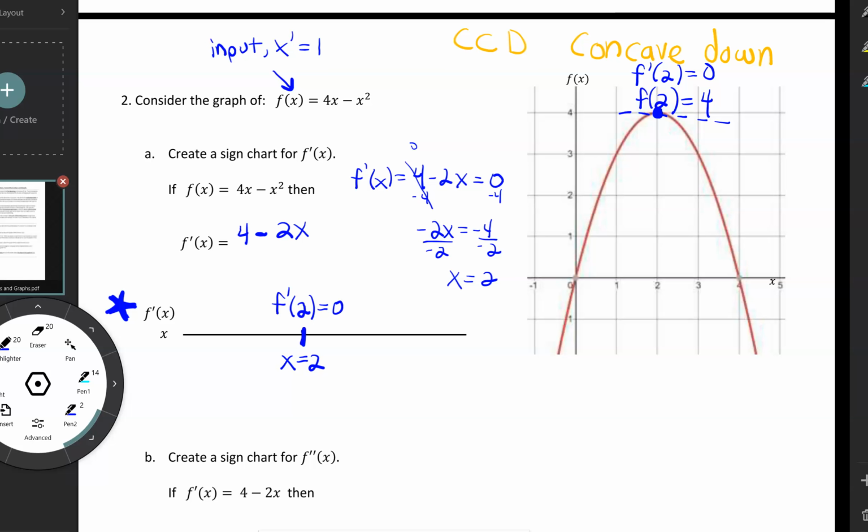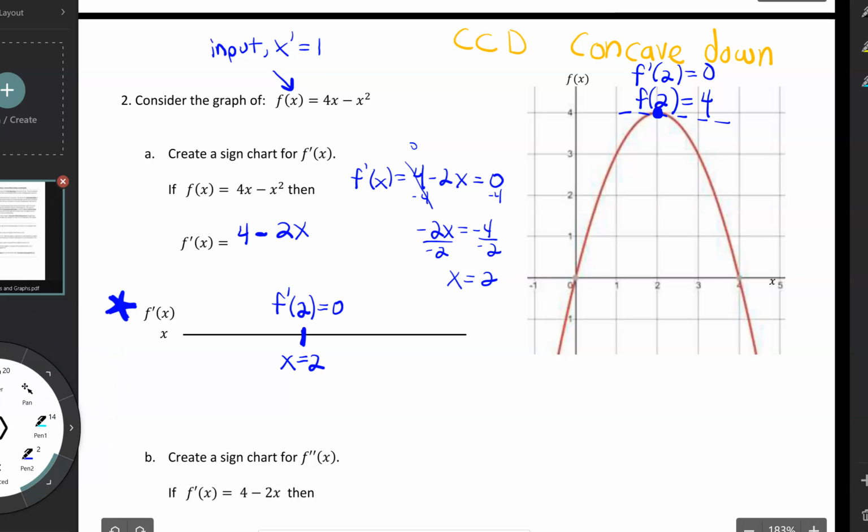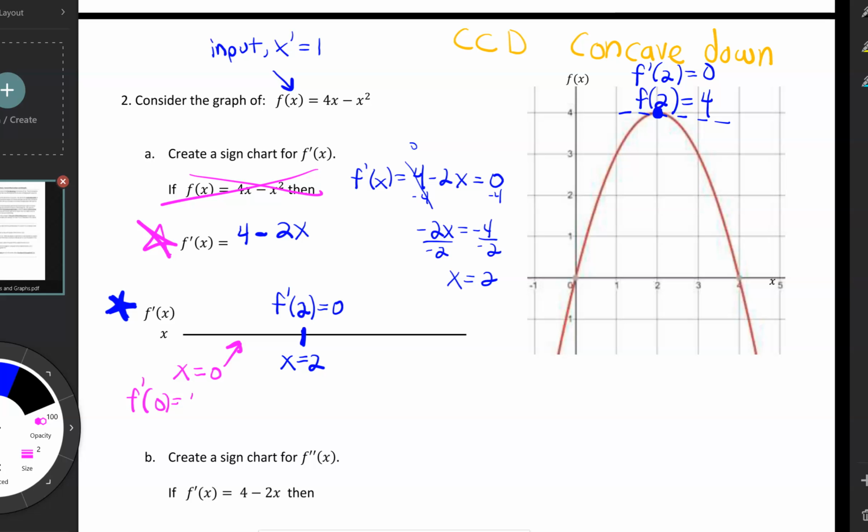Okay. So now let's just confirm some positive and negative outputs here. So I'm going to pick any number less than 2. So I'm going to pick, I don't know, let's pick 0 this time. 0 is a fun one. That's easy to plug in. I can't mess that up. And I'm plugging it into the derivative. So the rule for the derivative, not the function rule, is 4 minus 2 times the input. So the derivative would be 4, which is a positive number.